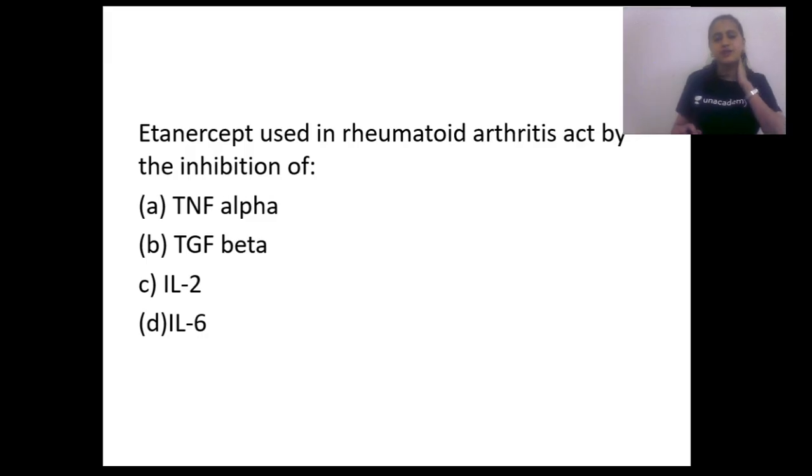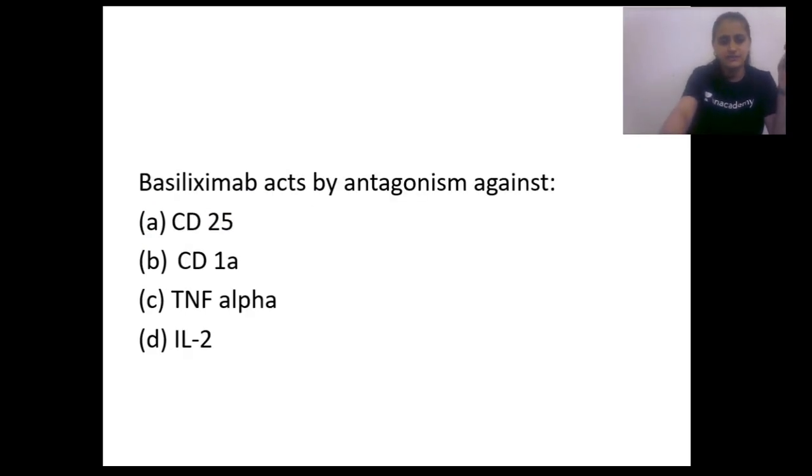Etanercept, used in rheumatoid arthritis, acts by the inhibition of TNF alpha. Those are your TNF alpha drugs. Again, a previously asked question. Very important TNF alpha drugs. Yes. Recent question in AIIMS as well. You had this in the match the following monoclonal antibodies.